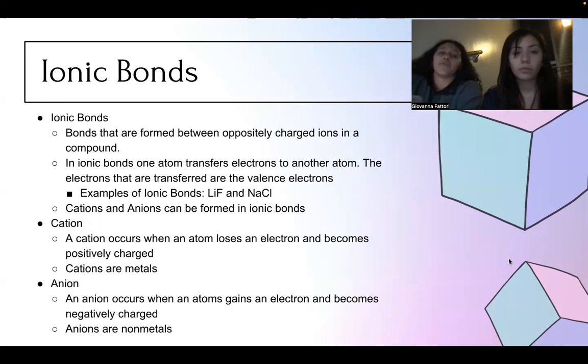Ionic bonds are formed between oppositely charged ions. They allow for one atom to transfer an electron to another atom. An example of this is NaCl, which is table salt. Cations and anions can also be formed through ionic bonds. Cations are when an atom loses an electron and becomes positively charged, and an anion is when an atom gains electrons and becomes negatively charged.